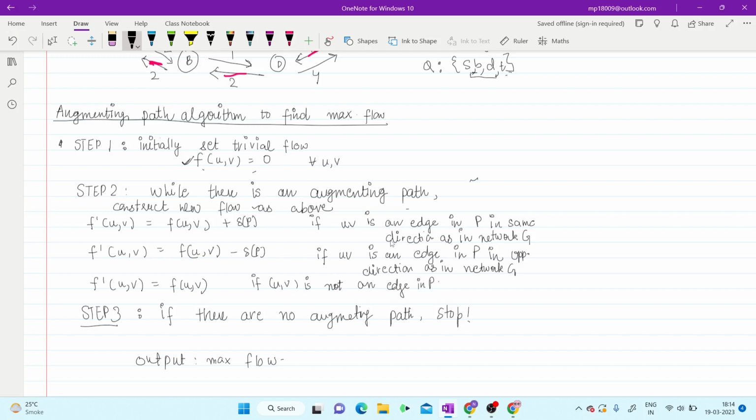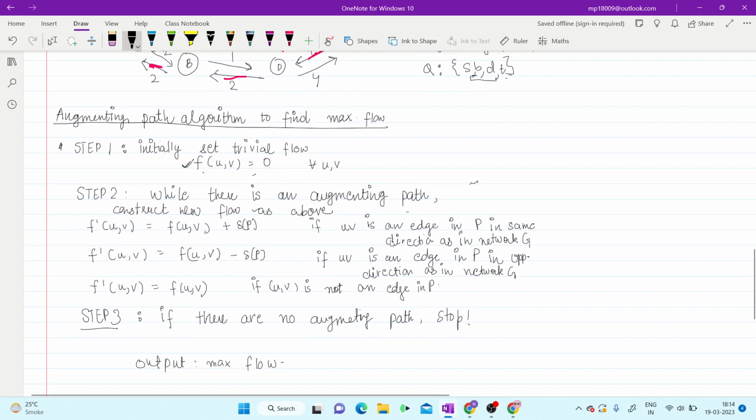Using that rule we get our new flow. And we keep repeating this process, that is, getting a flow, constructing a residual flow diagram, constructing the augmenting path, and using the augmenting path to construct a new flow. We keep on doing this until we reach a stage where we get a flow with no augmenting paths. When we have no augmenting path, we claim that will be our maximum flow. So this is the augmenting path algorithm to find the maximum flow. Is the algorithm clear to everybody?